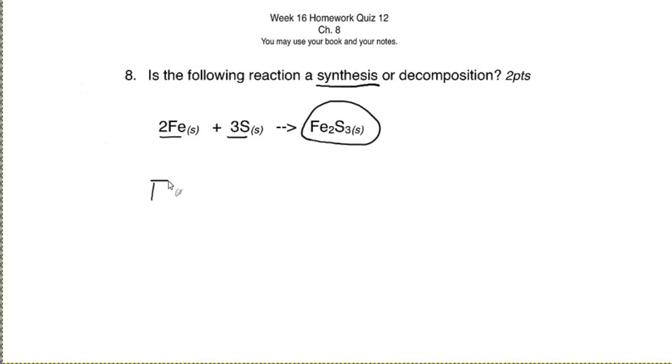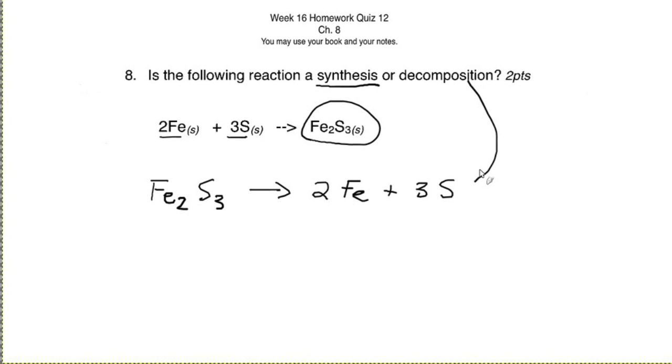The reverse of this reaction, P2S3, would be a decomposition. Because when something decomposes, it breaks down. So you're taking something larger and breaking it apart. So those 2 words, if you understand the meaning of those 2 words, you should be able to look at these and determine fairly easily which one would be a synthesis and which one would be a decomposition. And that's the end of the review questions that I'm going to do for quiz 12.